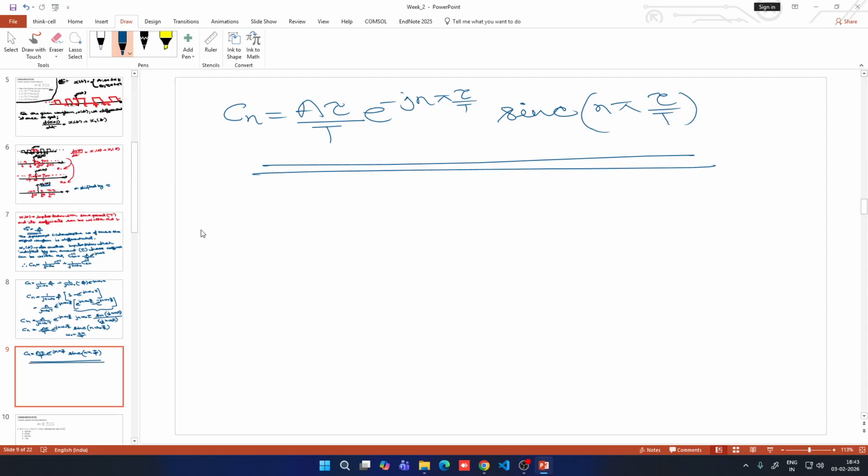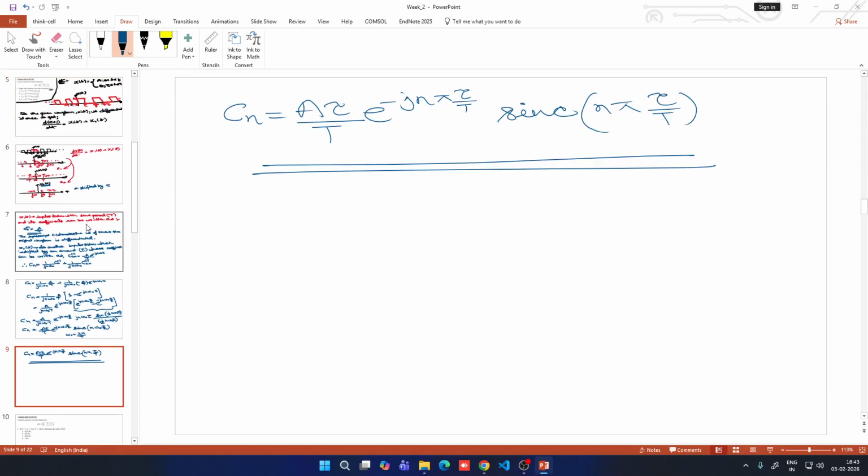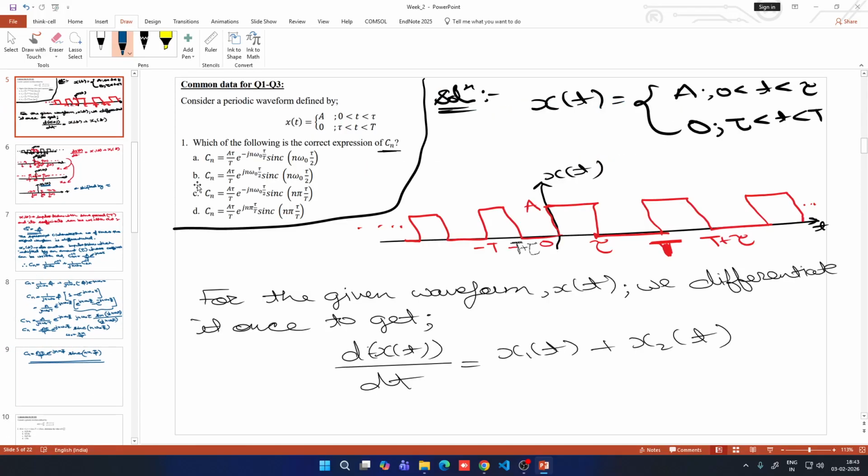So now if you match with the given options, this is the required solution for the correct expression of Cn for the given x of t. If you match it with the given option, the correct option here is C.